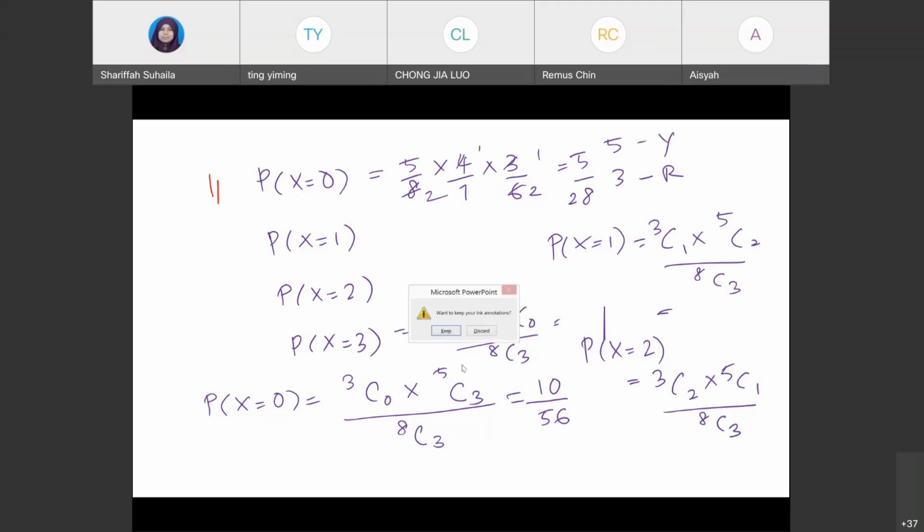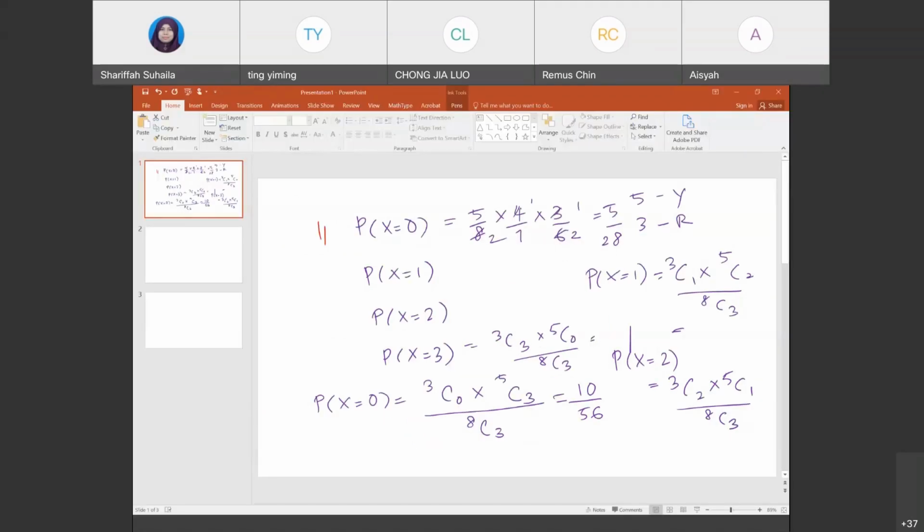Let's go back to the question. You just want to determine the probability function. So the answer: probability x equals 0, you will get 10 over 56. Probability x equals 1, you will get 30 over 56. Just double check your answer. Probability x equals 2, you will get 15 over 56. And then probability x equals 3 is 1 over 56.